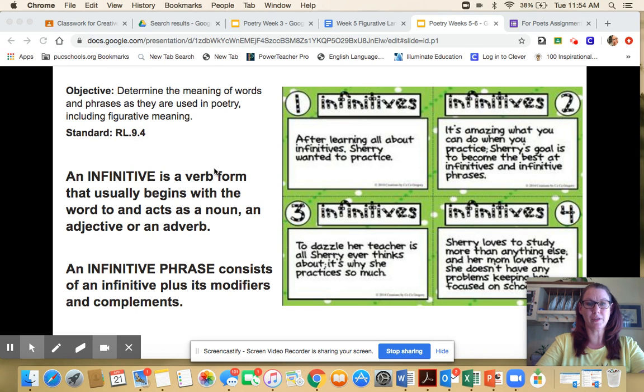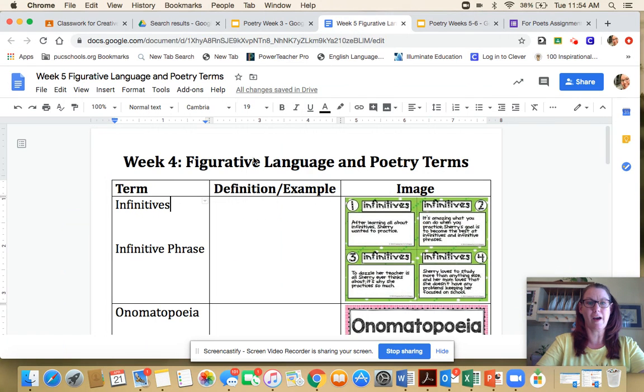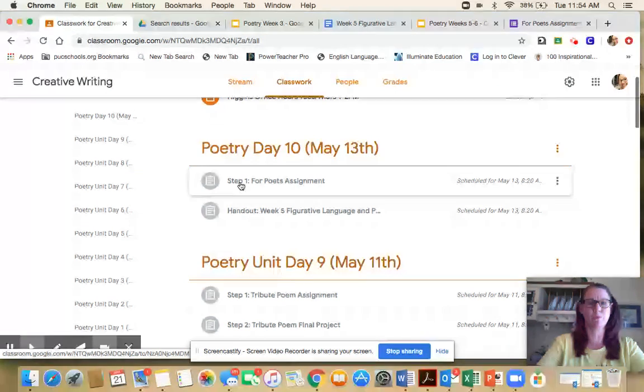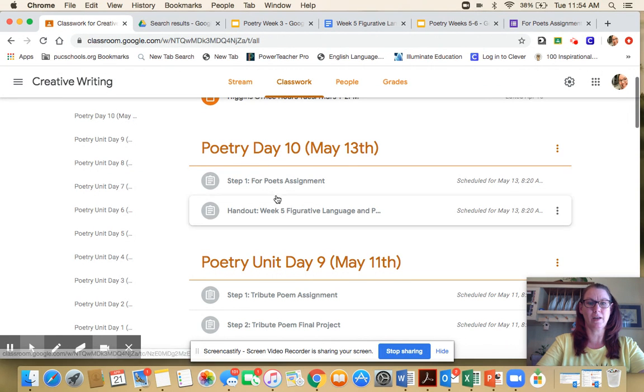So for your do now today, we're going to be adding infinitives and infinitive phrases to our week 5 figurative language and poetry terms. You'll find this in Google Classroom. Here we are, poetry day 10. Here's our assignment you're working on now, and here's the handout.